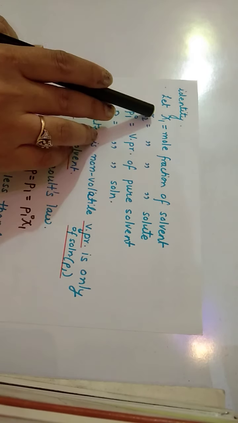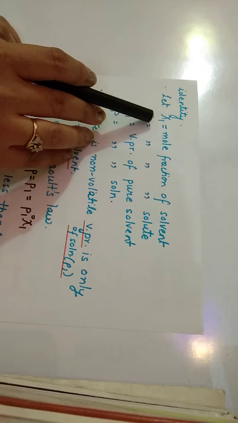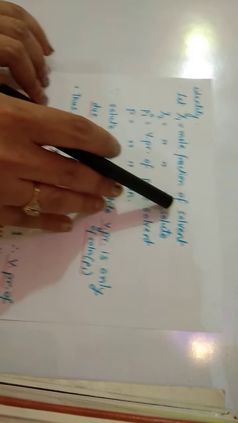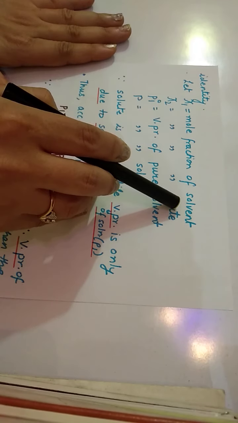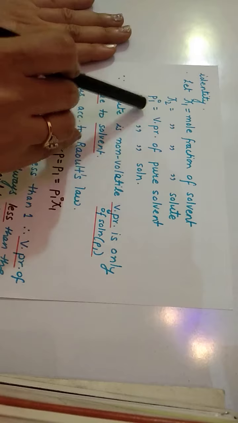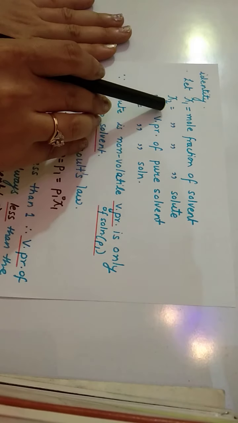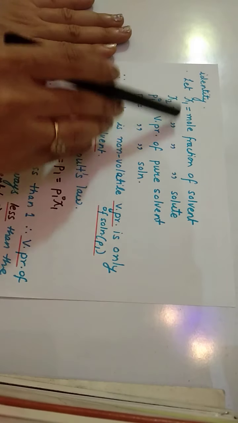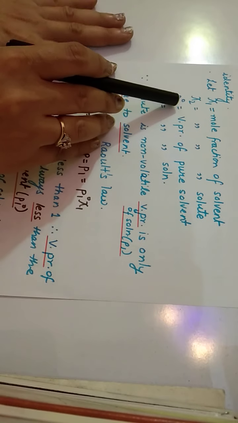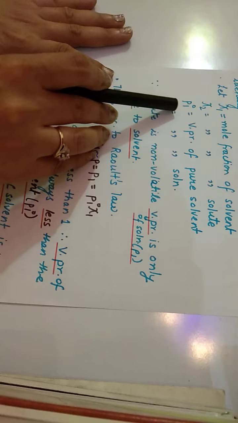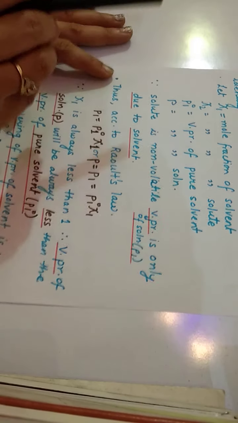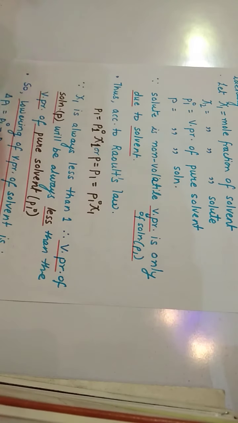Now, suppose x1 is the mole fraction of the solvent, because children, for a solution we are taking a solvent and a solute. So x1 is the mole fraction of solvent. Here 1 is always taken for solvent and 2 is taken for solute. So the mole fraction of solvent is x1, the mole fraction of solute is x2. P1 naught is the vapor pressure of the pure solvent. What is P1 naught, children?